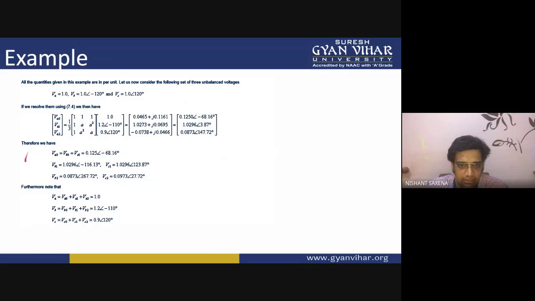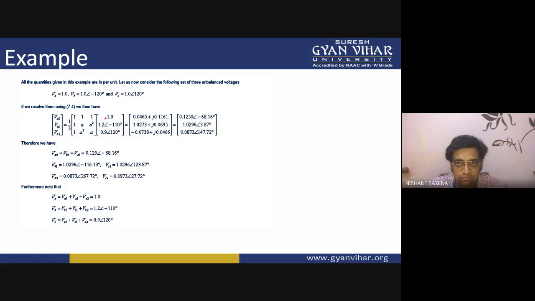Now, when we see the balanced system, the zero sequence components are 0. That means your VA1 is equal to VA, VB1 will be equal to VB, and VC1 is equal to VC. When I substitute these VA0, VA1, and VA2 values in equation numbers 7.7, 7.8, and 7.9, I will get this value.